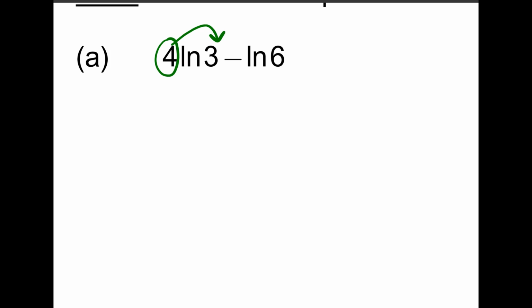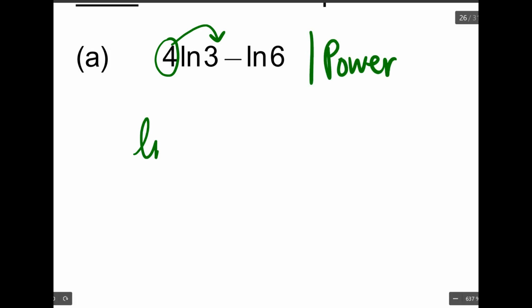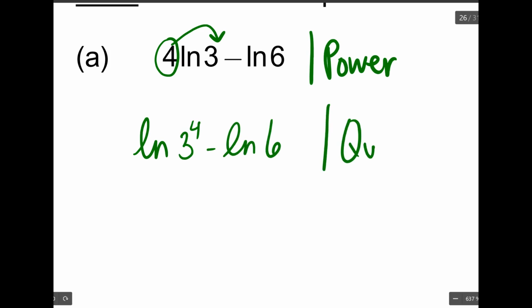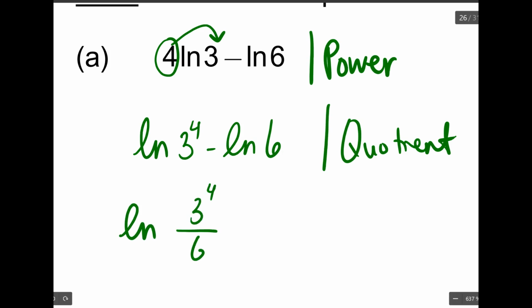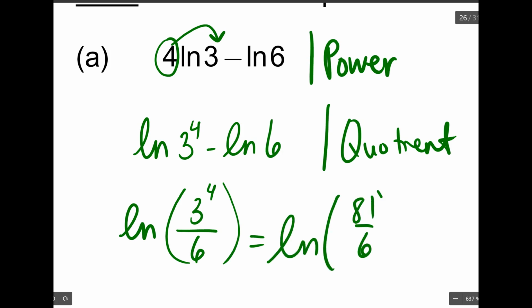First, I'm going to use the power property, meaning now I'll have ln of 3 to the 4th minus ln of 6, and then Gabby said we can use quotient. It's first over second, right? When you're subtracting, the one on top was the one on the left. So I have ln of 3 to the 4th over 6. That's the same thing as saying ln of 81 over 6.